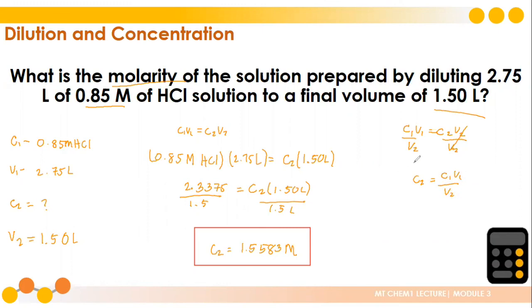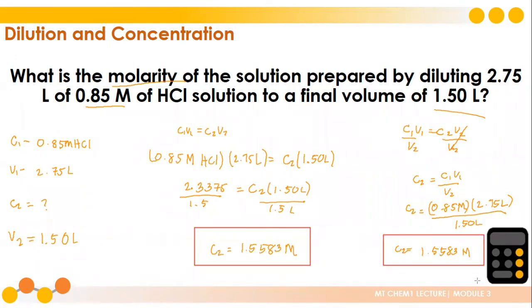And then substitute the given quantities. We have C2 is equals to C1, which is 0.85 moles, multiplied by the volume, which is 2.75 liters. And then divide all of it by 1.50 liters. Then for your final answer, try to do it on your own using the scientific calculator. You will still be arriving at the final answer, which is 1.5583 moles. You can see, still arrived at the same answer. That's how easy it is.